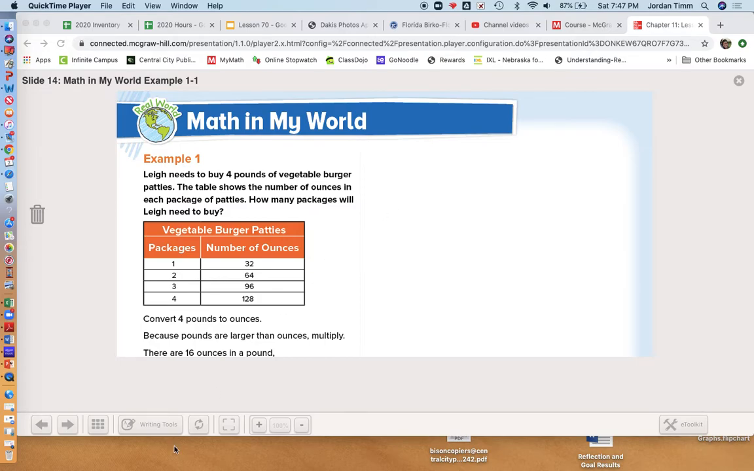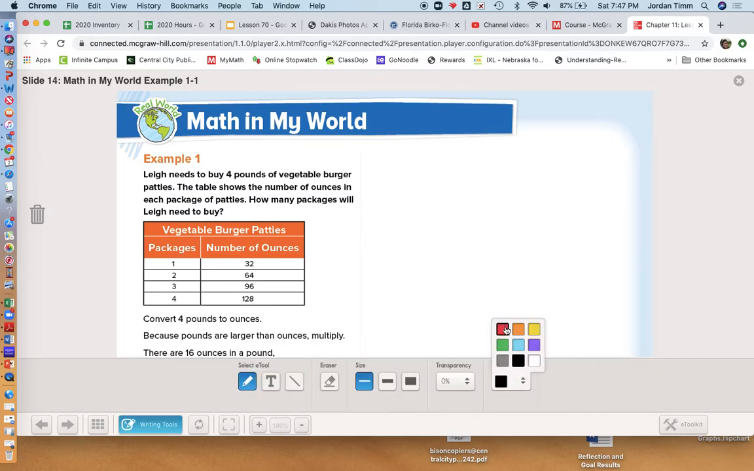All right, let's use that info for example 1. It says Lee needs to buy 4 pounds of vegetable burger patties. That's important, so I want you to underline it or star it or highlight it. The table shows the number of ounces in each package of patties. How many packages will Lee need to buy? This column is the number of packages. 1 package would be 32 ounces, 2 packages, 64 ounces, 3 packages would be 96 ounces, 4 packages would be 128 ounces.